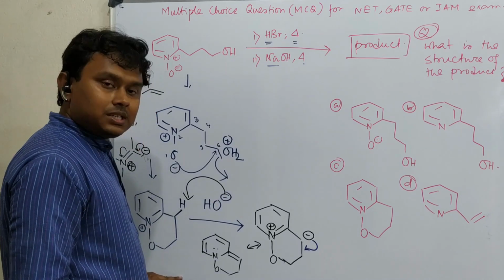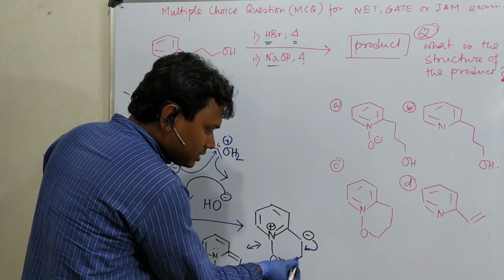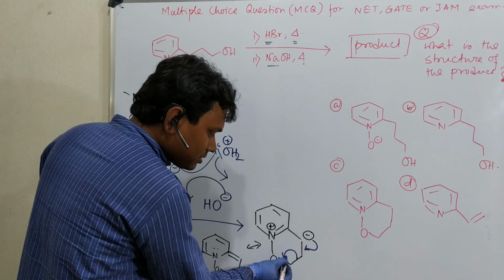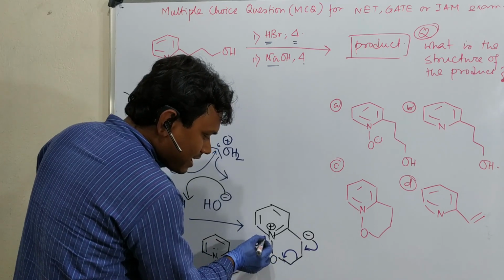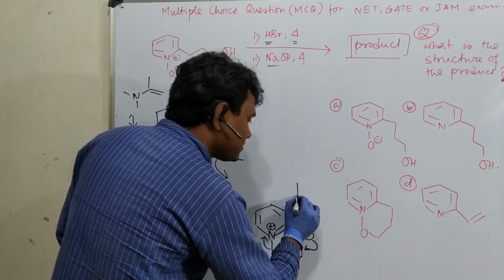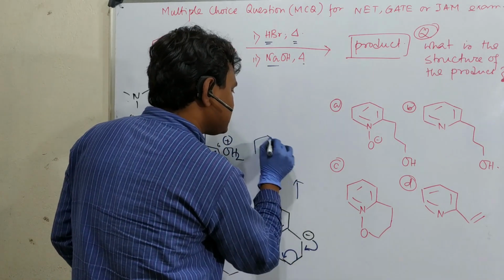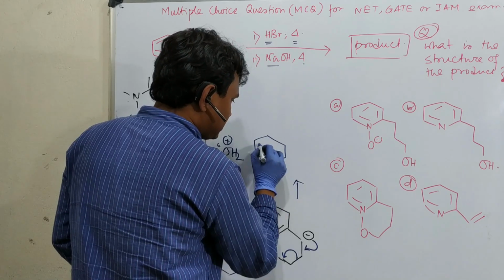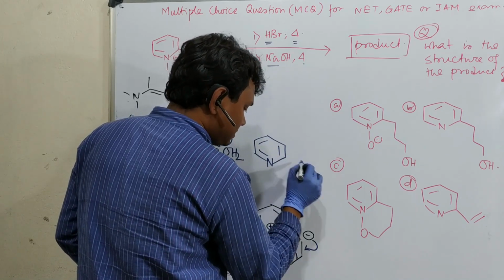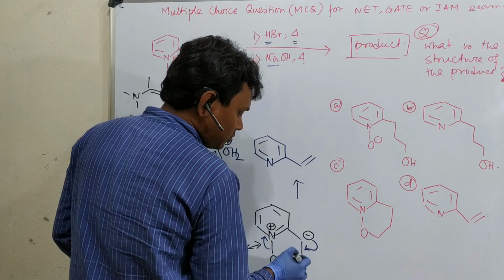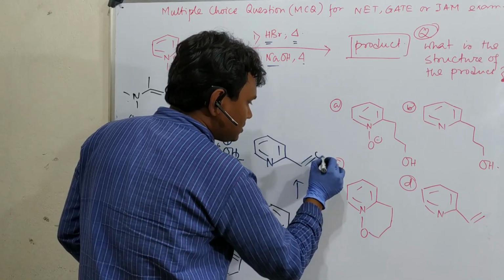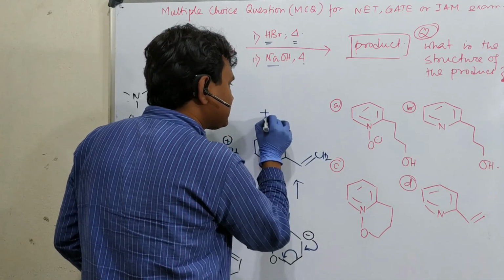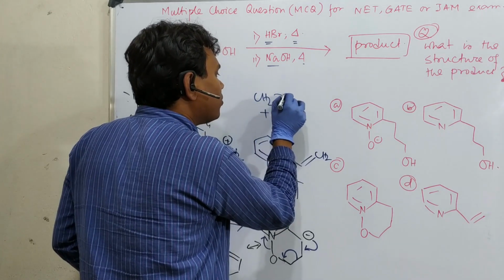If it pushes here, then this bond will come here, and it can come here. So what is the consequence? The consequence is this negative, this is the CH2, this is the double bond. After that this bond breaks. So this is the CH2 plus CH2.